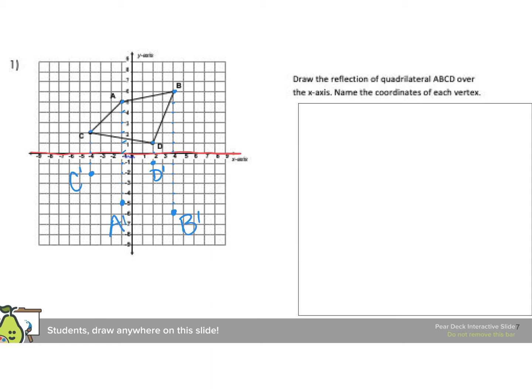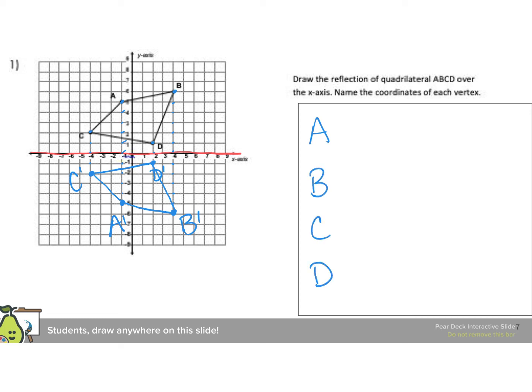Carefully connect these. So it's kind of a little diagonal. And the shape should still look exactly the same. It's just been flipped over. Now we need to record all of these ordered pairs. So we're going to start with A, B, C, D.